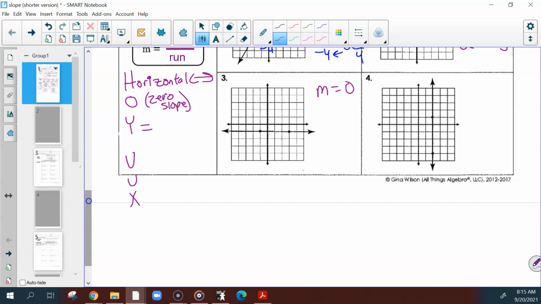Could you still count the points? Sure. I see that I have a point here, I have a point here. I don't have a vertical change, but I have a horizontal change, which I know you look at. But 0 over anything is 0. So you can count it, but you don't have to, because it will always be 0.